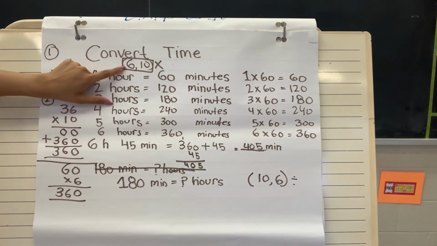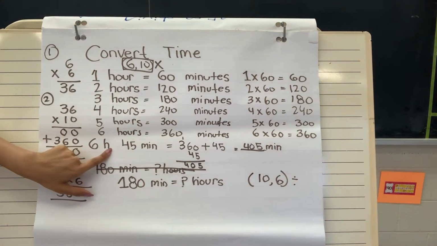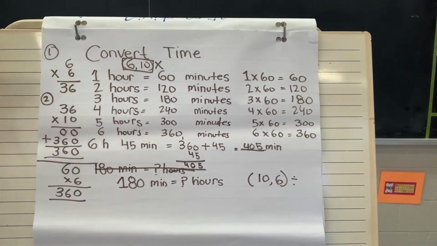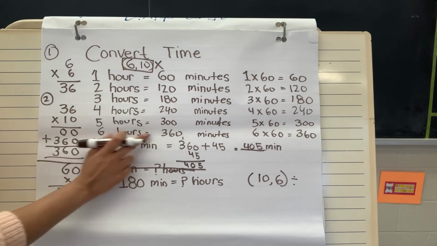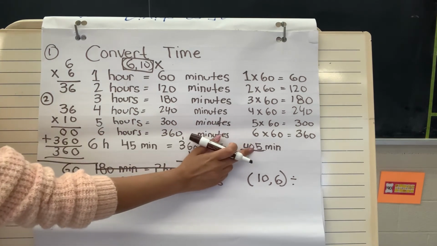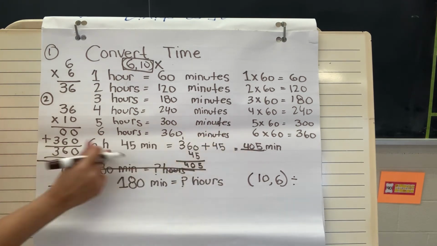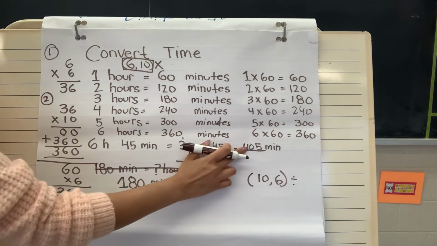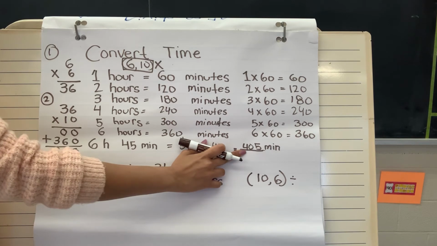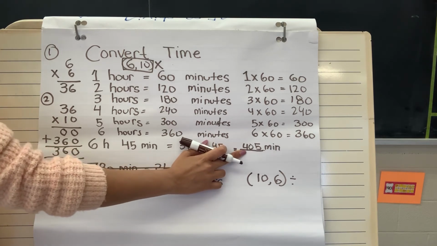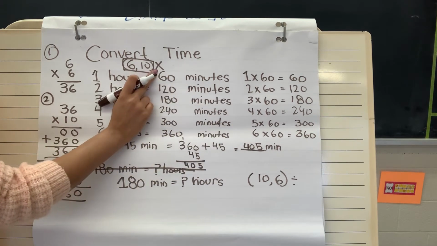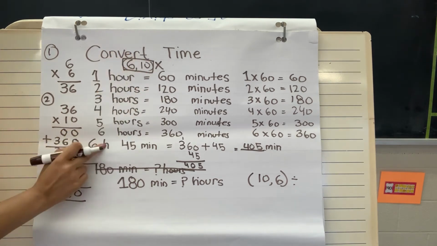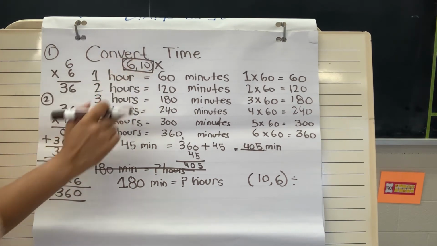So here, when we had to convert from hours and minutes to minutes, we were multiplying. Because look, we were going from small to big. So 405 is bigger instead of 6 hours and 45 minutes. Now we found out, oh, it's actually 405 minutes. That's a lot of minutes. So we were multiplying our hours first by 6, then by 10.